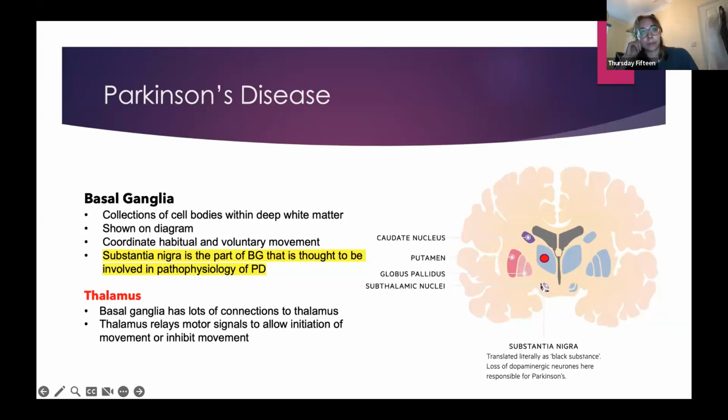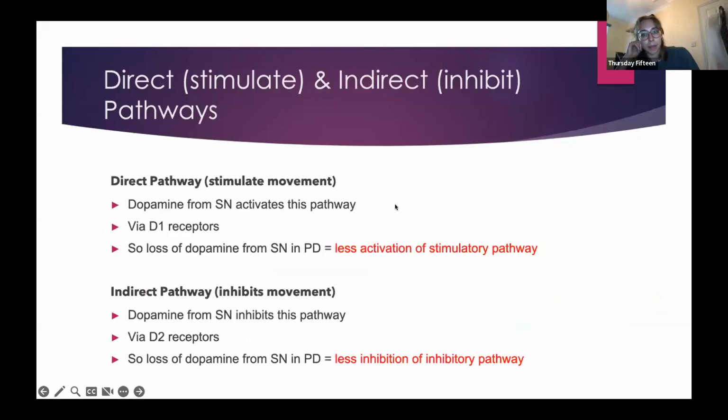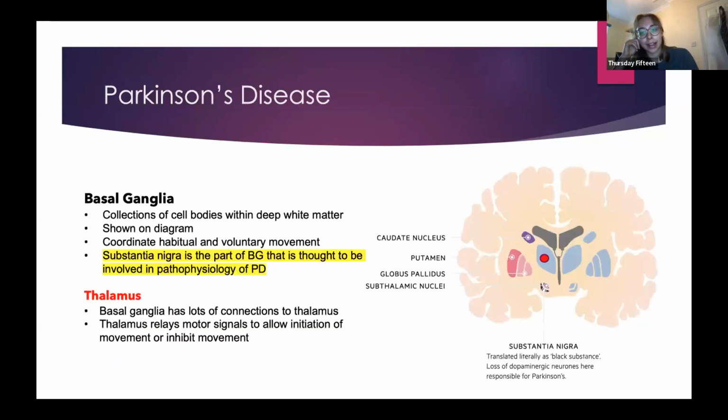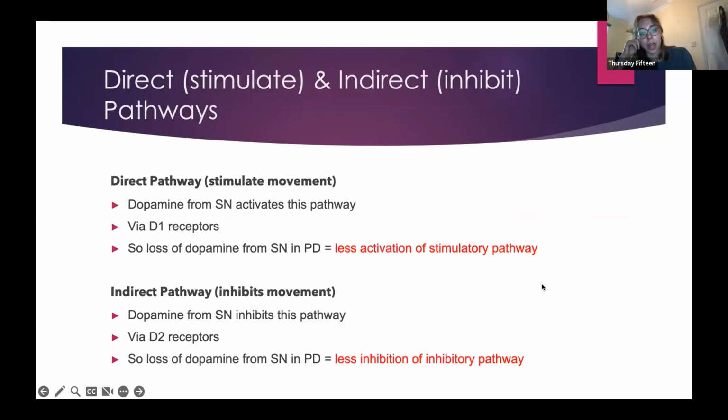inhibition of movement. The pathophysiology of Parkinson's disease is complicated, and I've tried to really simplify it down. We'll go through it briefly, and then I'll give you the takeaway. There are two pathways between your basal ganglia, the pinky purple bits, and the thalamus, the blue bit. One pathway is the direct pathway, and one pathway is the indirect pathway.